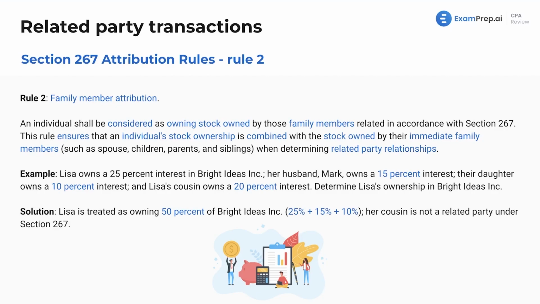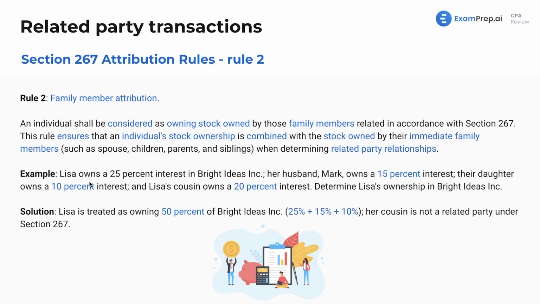Now we see individuals and their ownership. Family member attribution. Well, an individual shall be considered as owning stock owned by those family members related in accordance with Section 267. This rule is going to ensure that an individual's stock ownership is combined with the stock owned by their immediate family members, such as spouse, children, parents, and siblings, when determining related party relationships.